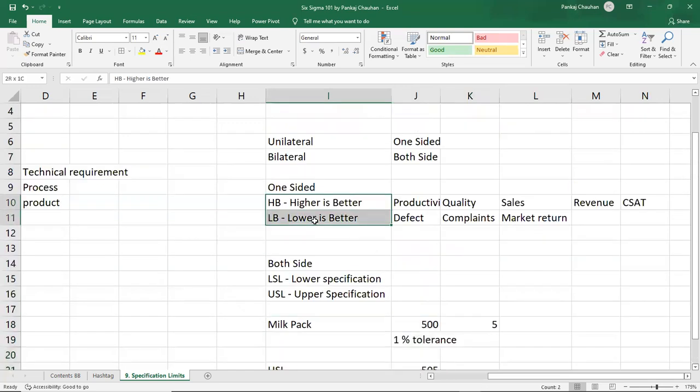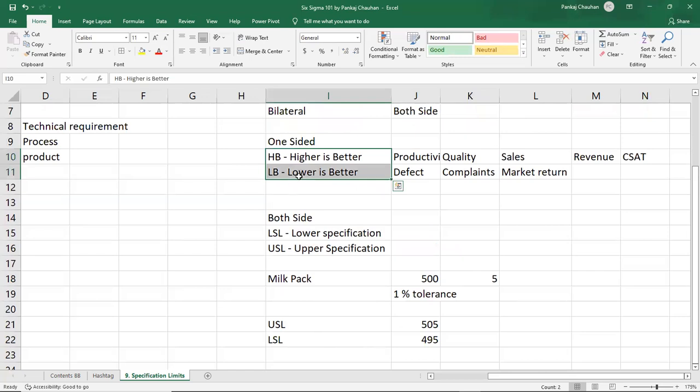So you have higher is better, you have lower is better, or both sides. In the next session, I will be explaining all three types of specification and, based on that, how we calculate our sigma level, because there is a different formula for each specification.